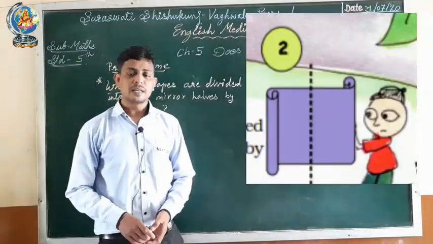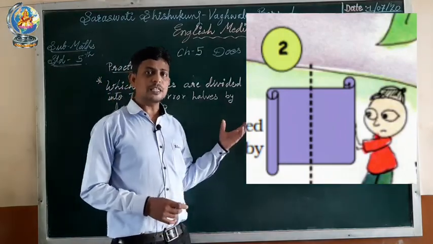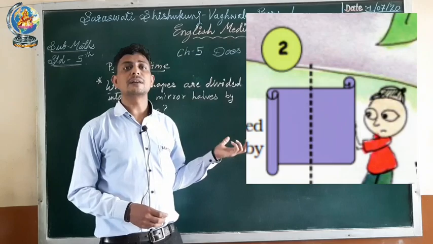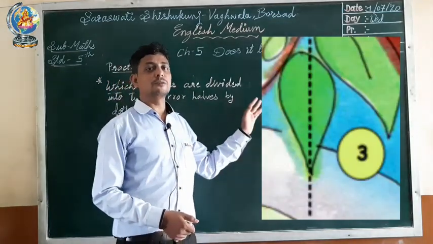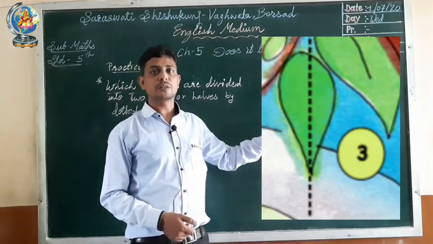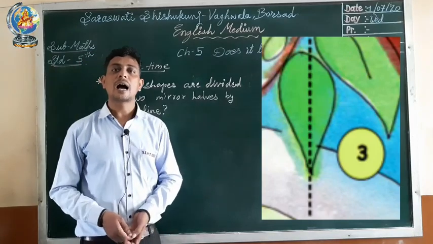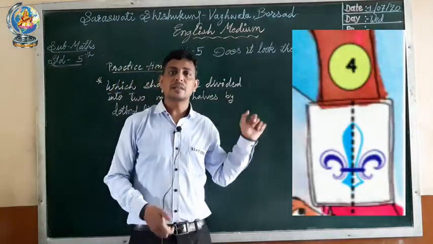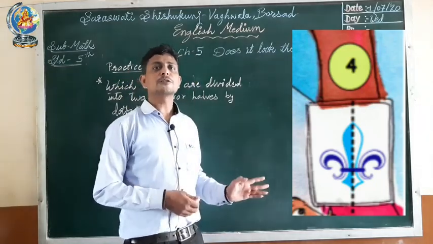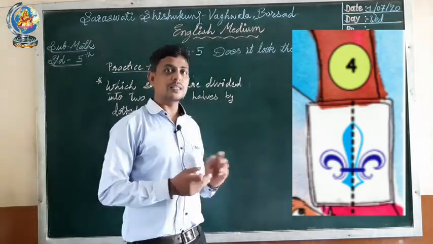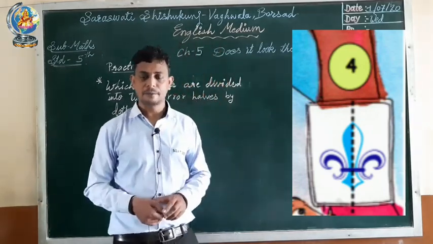Second picture: you can see that this picture is also not a mirror half. Third picture: in the leaf, one portion covers more area and the second portion covers less area. So it is also not a mirror half. Look at the fourth picture. If you observe it, you can find that here also the color is different. That's why it is also not a mirror half.